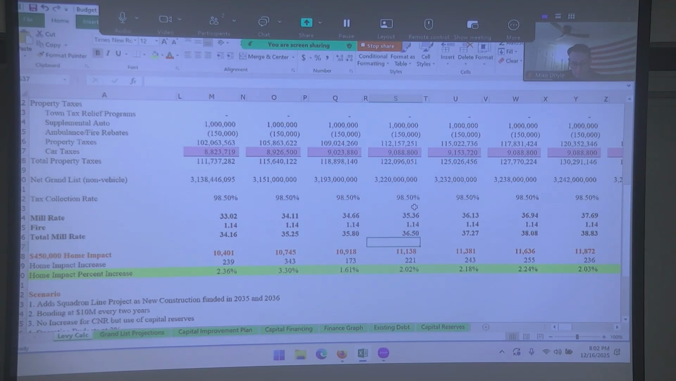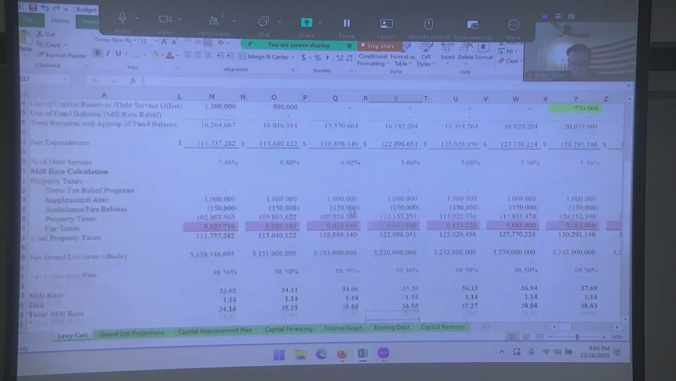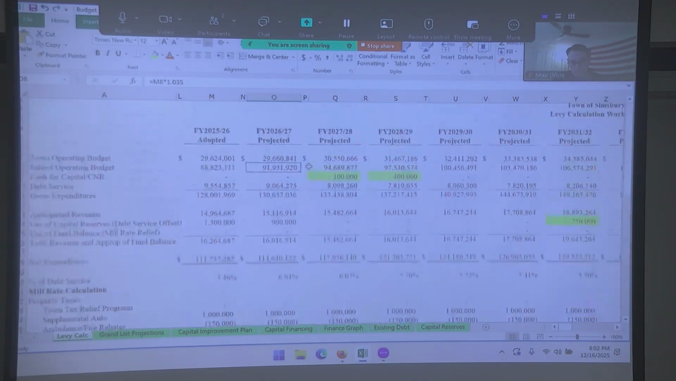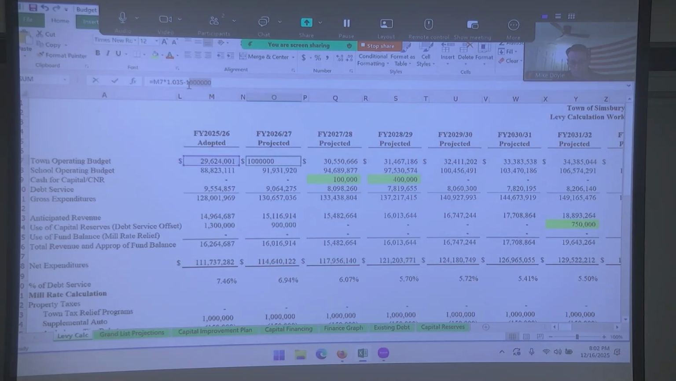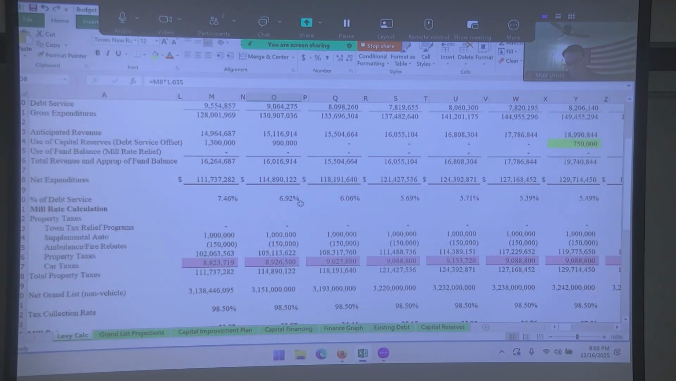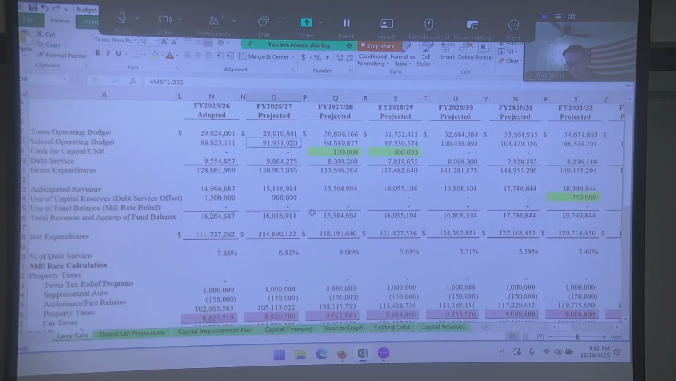But Amy, in terms of cuts, what would that mean if we had to do that? About a $750,000 cut. You mean $750,000 to get us down to the 2.5? Mm-hmm. 2.57.